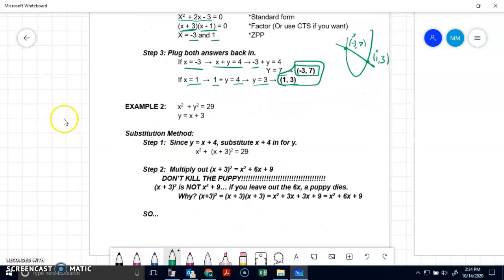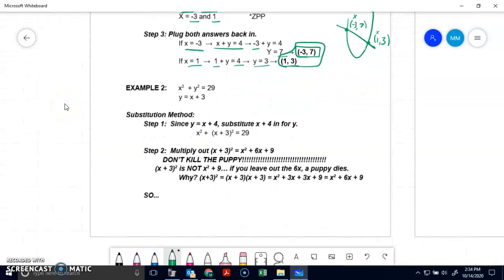That's elimination. Let's talk about substitution. Now to do substitution, I make something like this where I have x squared and y squared, which is actually a circle. This is a circle with a radius of the square root of 29. We'll learn about that later this year. And y equals x plus 3. So what I actually have is a circle and a line passing through it. And it's going to hit at 2 separate points. We need to find those 2 points.